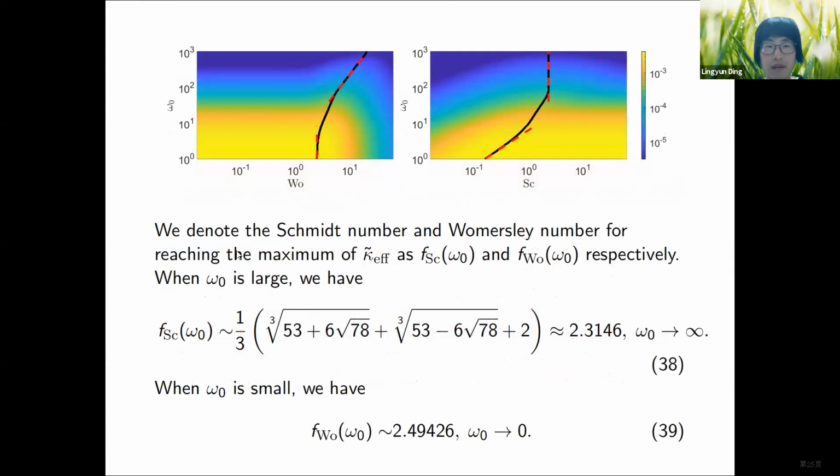Okay. So if we denote the Schmidt number or Ohm's number for reaching the maximum of effective diffusivity as F Schmidt of omega and F Ohmsley of omega respectively, then if omega is large, we can get this result. F Schmidt of omega is around 2.3, and if the frequency is small, we have this result. F Ohmsley of frequency is around 2.5.